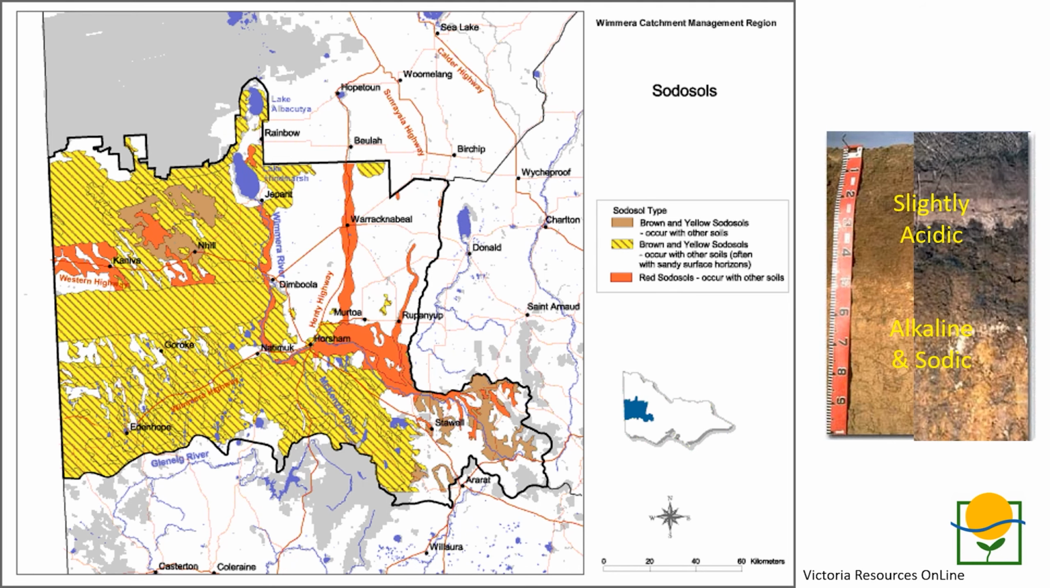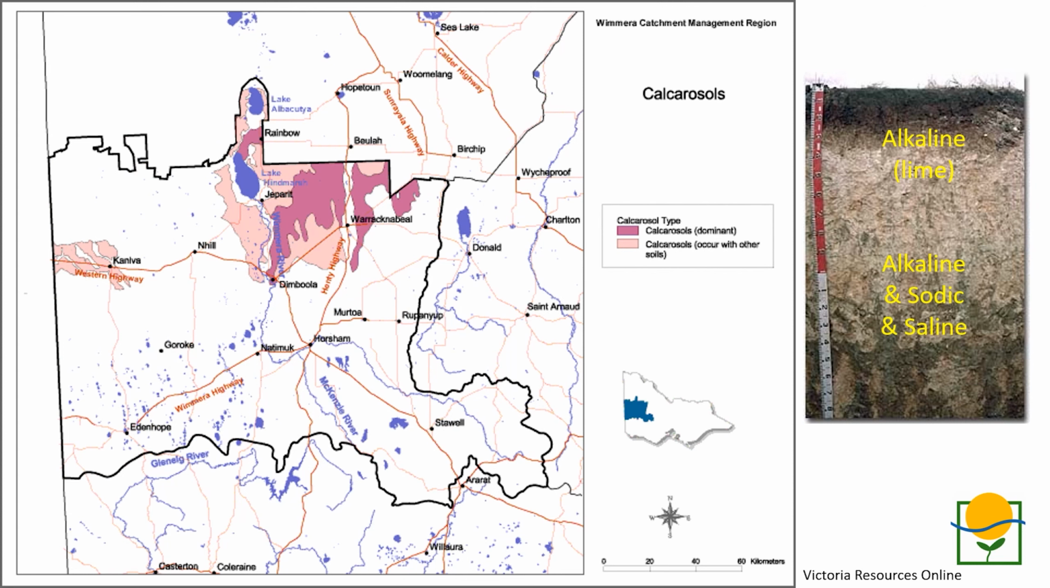With soda soils, the surface is slightly acidic and the subsoil is generally alkaline and sodic. Soda soils are widespread in the western Wimmera and in the northwest and southwest of the Wimmera as well. The calcarosols are generally in the northern Wimmera, and they have an alkaline topsoil, usually with lime present, and an alkaline and sometimes sodic and saline subsoil.